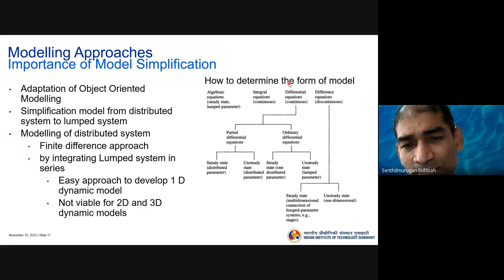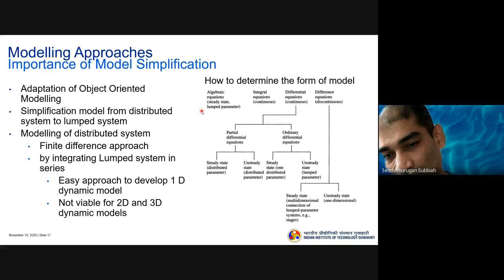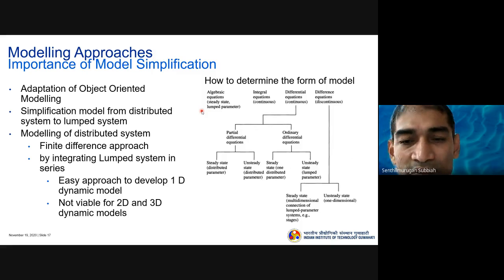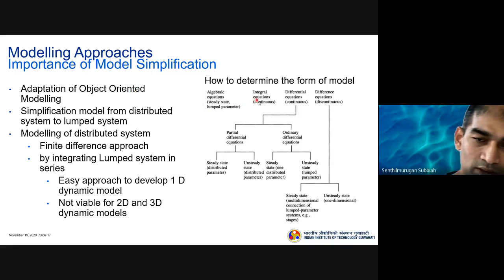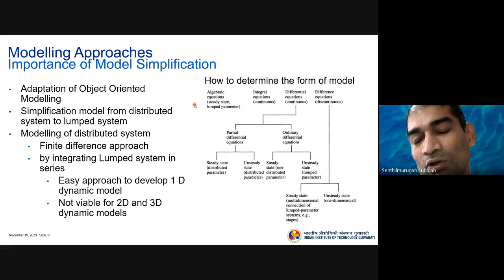So if you see an algebraic equation, what is an algebraic equation? You say y is equal to ax plus b. y is the output and x is your input. This is a simple linear model. But in case you have y is equal to ax square plus bx plus c, if it is a polynomial, then also it is going to be an algebraic equation, but it is a higher order model. These models, we call it a steady state and also the lumped system model, where we do not see any other equation.